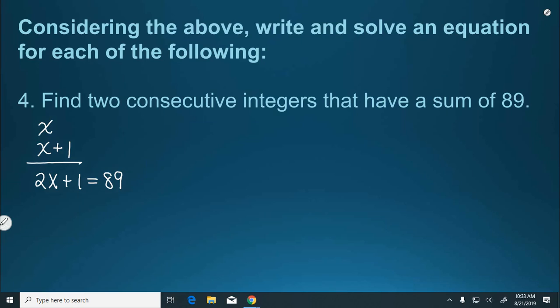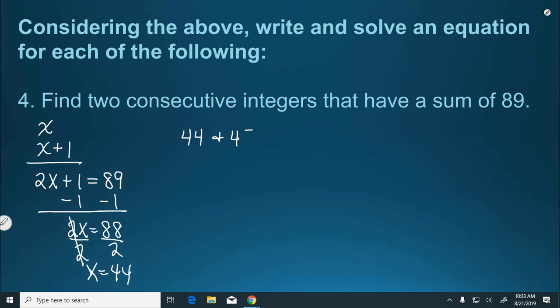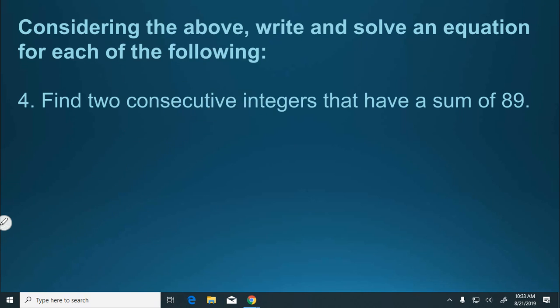Solve, very simple equation, minus 1. So 2x equals 88. Divide. x equals 44. So what are the 2 integers? 44 and 45, because 44 plus 45 is going to make 89. Very, very simple. All right, let's take a look at the next example.